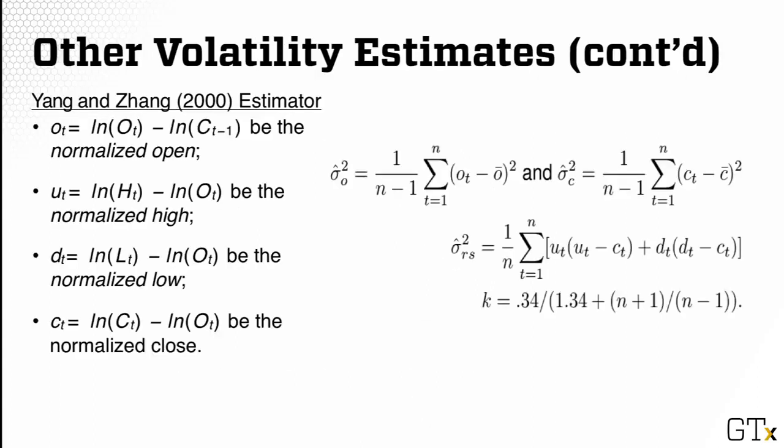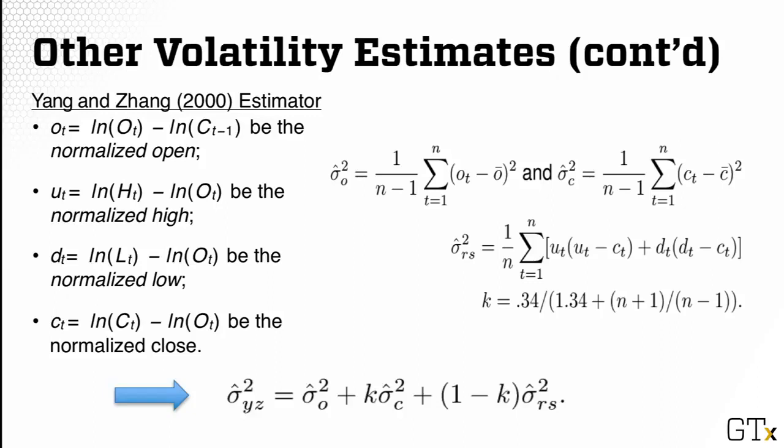One effective estimator in accounting for the microstructure noise has been introduced by Yang and Zhang in 2000, and it's a function of the normalized close, open, low, and high log returns. The final estimator is a weighted sum of multiple variance estimators. Statistical properties of all such estimators can be found in research papers published in the financial literature, and they rely on more advanced statistical theory.